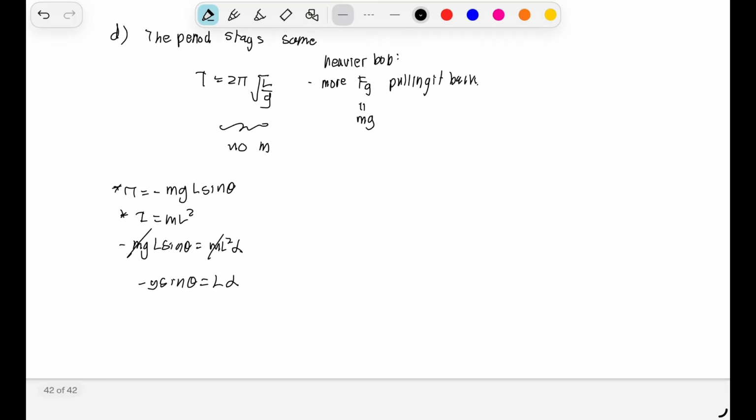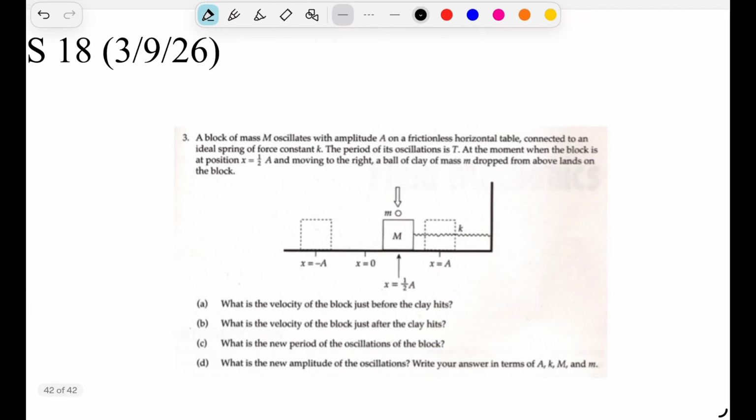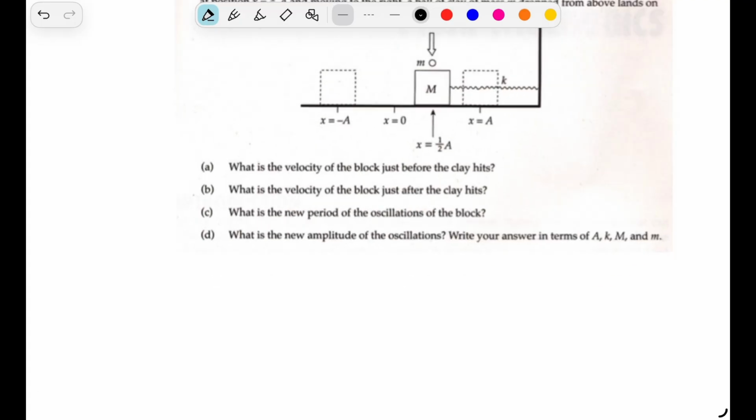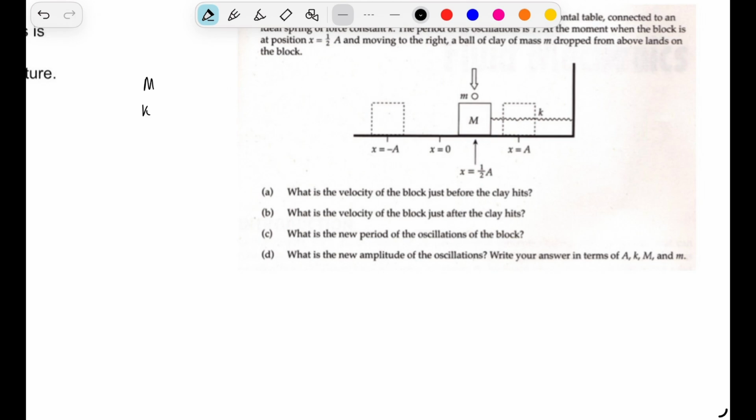Basically, now let's do our next question. A block of mass m oscillates on a frictionless horizontal table connected to an ideal spring of force constant k. The period of its oscillation is T. At the moment when the block is at position x equal to 1/2 A and moving to the right, a ball of clay of mass m is dropped from above and it lands on the block. So what are we given? We're given the block's mass, we're given the spring constant k, we're given A, the amplitude of oscillation, and where the clay is going to stick is going to be here. So at this clay stick position, x is equal to A over 2.